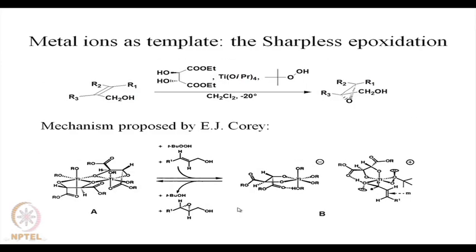Next is metal ion as template in surface epoxidation. You can maybe have a look at it; it is a mechanism proposed by E.J. Corey.